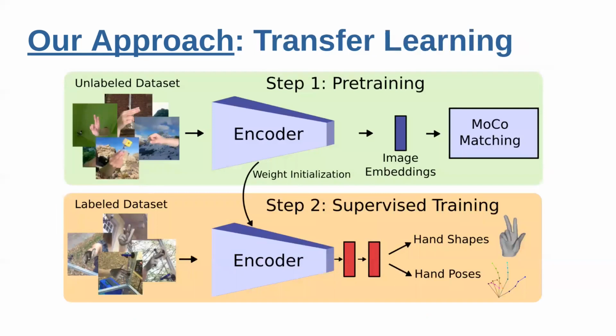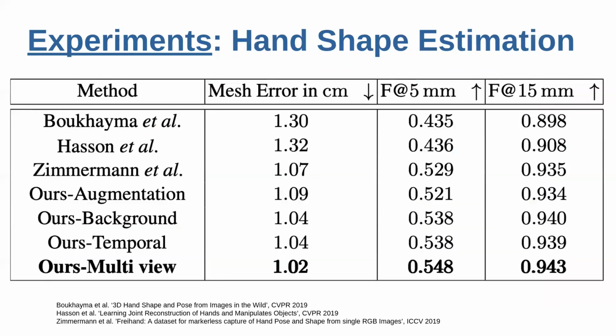Overall, our method is a two-step process. First, we pre-train our encoder backbone, extending the MoCo method by He et al. with one of our image sampling strategies. Second, we transfer the encoder weights and do supervised training of hand shape estimation, as is done in Zimmermann et al. Let's look at some of the results.